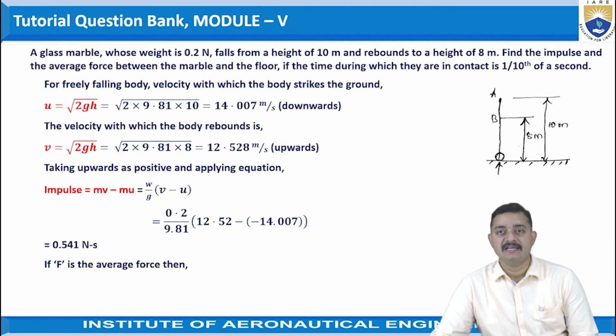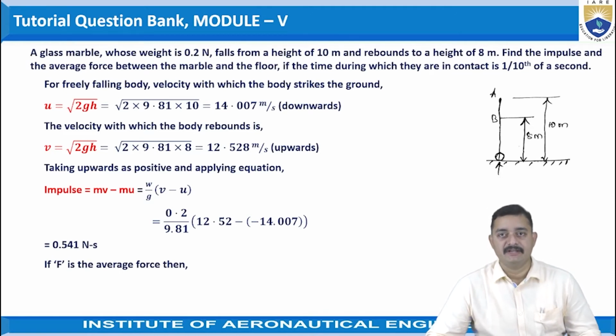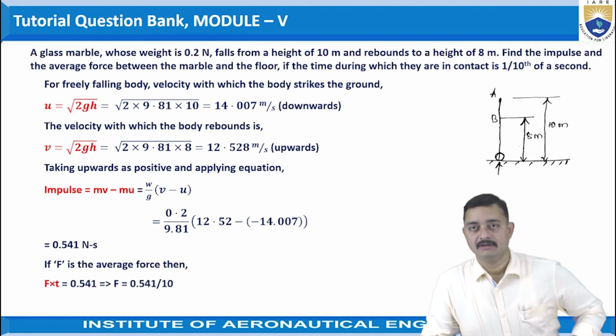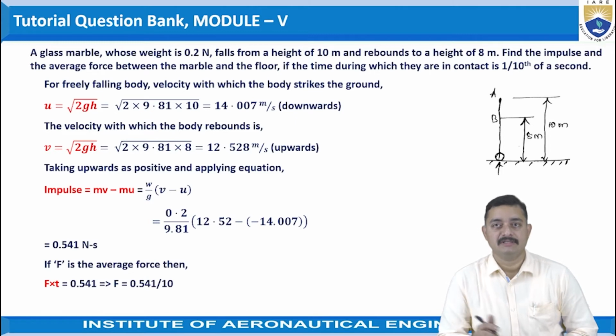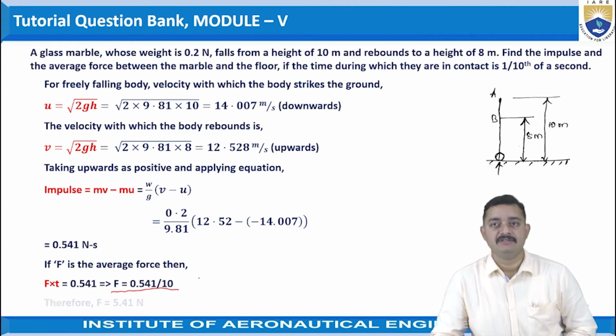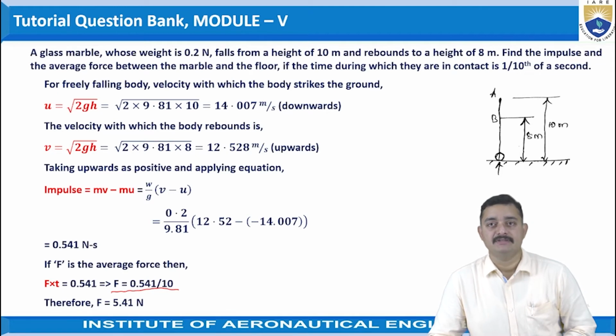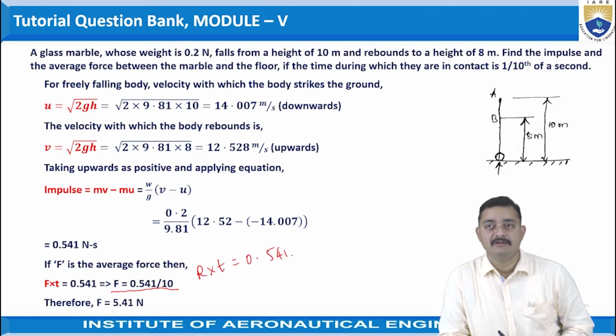And this is the average force. For identifying the average force, what we can obtain is F into T is equal to 0.541. That can be taken as F is equal to 0.541 by 10. So from this, we can obtain F as 5.41 newtons. Here, the resultant force, that is F into time T, is given as 0.541.